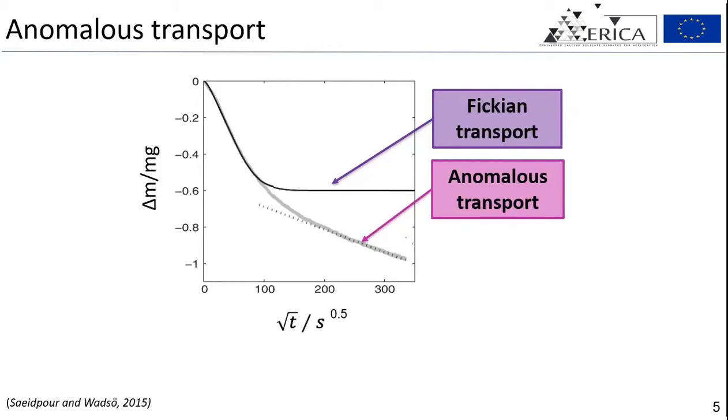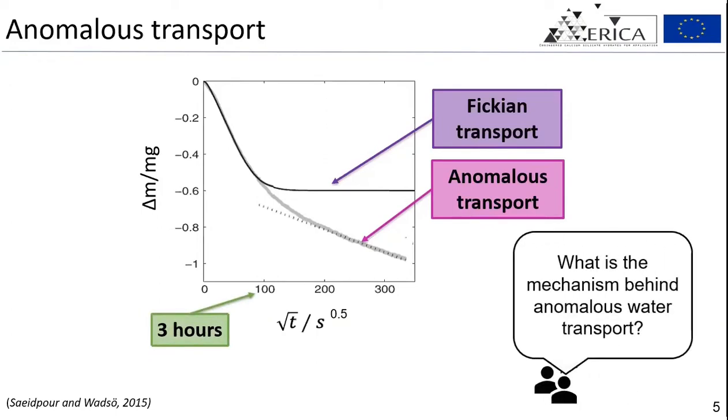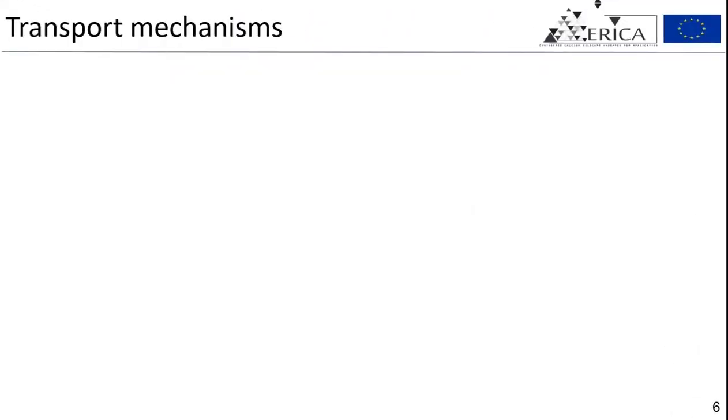In this case, we see drying hardened cement paste from 90 to 80% relative humidity shows linear behavior of up to 3 hours. However, this leaves us with the question: what is the mechanism behind anomalous water transport? Several theories of anomalous transport exist.